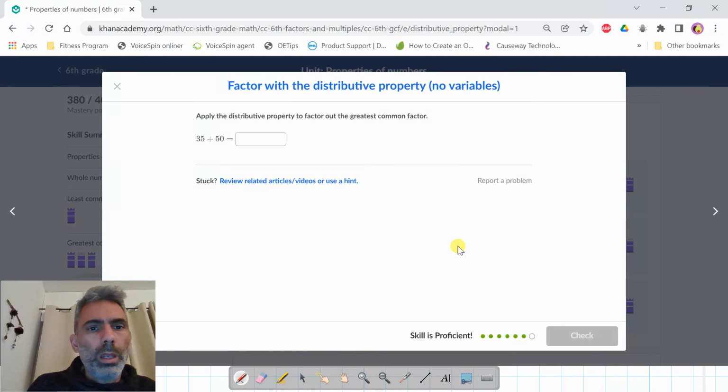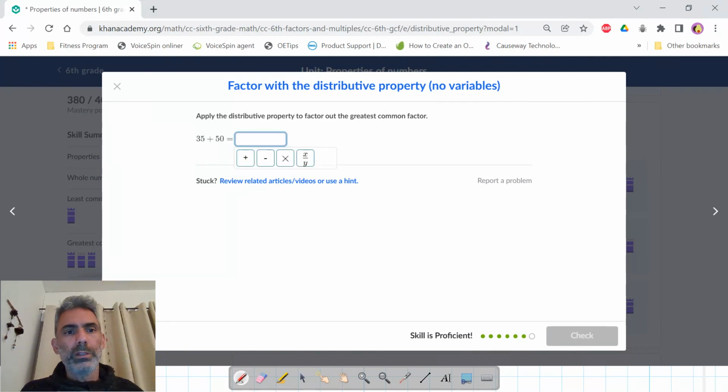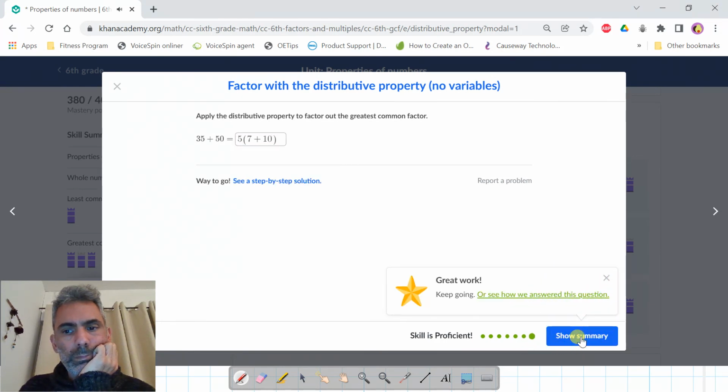Okay, now you can answer this one because we know that 35 is broken into 5 and 7, and this is 5 and 10. And 10 is broken into 2 and 5. So this is 5 times 5 times 2. And this is 5 times 7. So 5 is the only thing in common. So 5 is the greatest common factor. Here is 5 times 7. And here is 5 times 10.